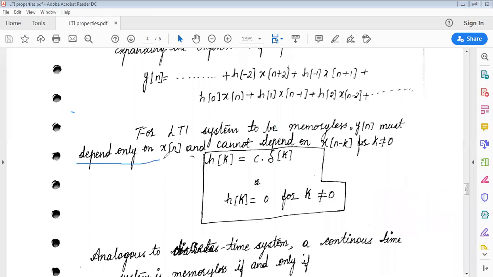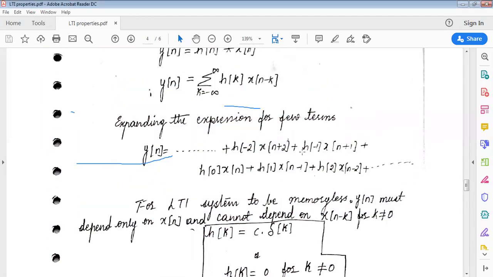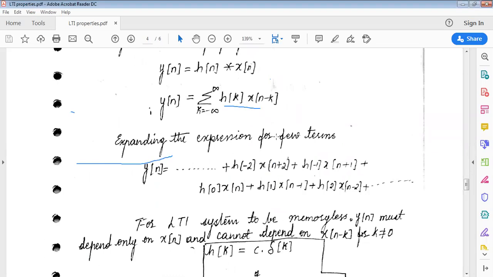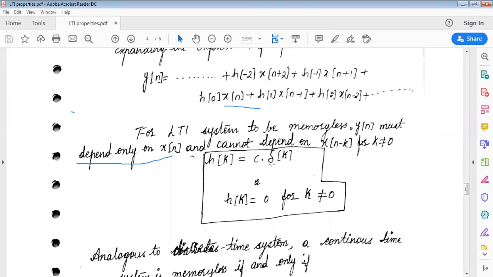So with this I can say, for an LTI system to become memoryless, y of n must depend only on x of n and cannot depend on x of n minus k. So I can say your h of k, which is coming into your expression, should be equal to delta of k. Only when h of k is equal to delta of k is your LTI system said to be a memoryless system. And your h of k should be 0 for k not equal to 0, that is, when k is less than 0 or when k is greater than 0. And c is nothing but the scaling factor.